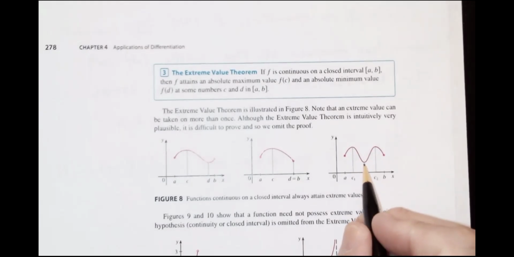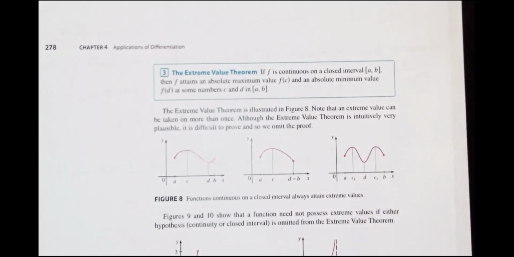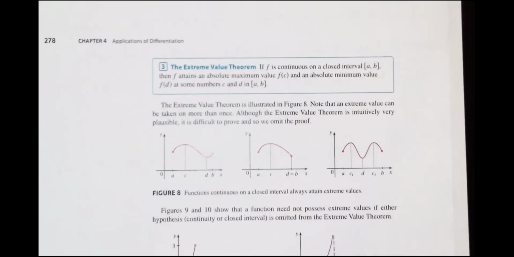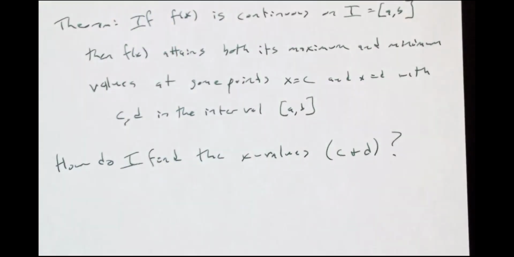Same thing if I went to this minimum point and drew a tangent line. What would you know about that tangent line? If I drew a tangent line right there, what would you know about that tangent line? The slope is 0. As a matter of fact, that's the key idea here.